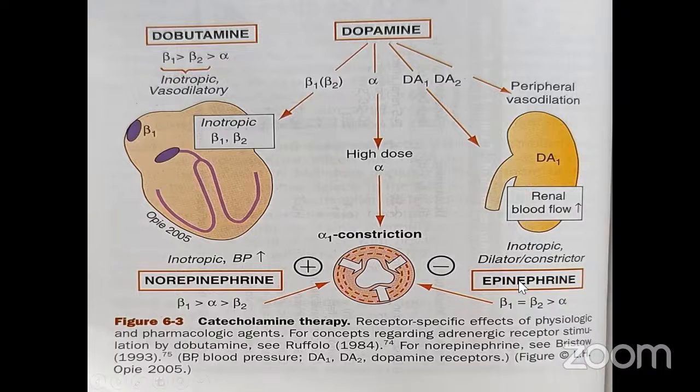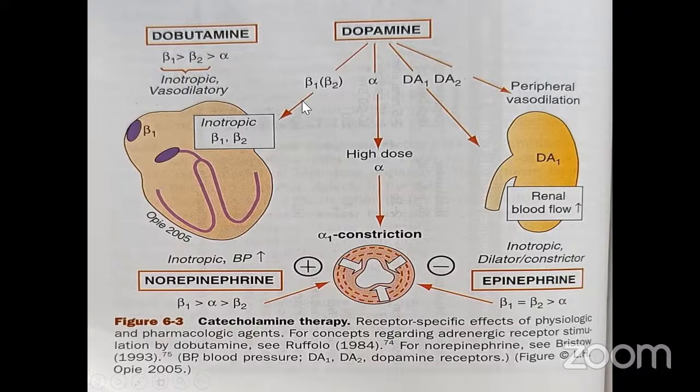Beta 1 effects on the heart are horrible. So you have to look upon these, and alpha vasoconstriction also is quite harmful. So now what are the effects? Because dobutamine acts only on beta 1, we want the inotropic vasodilatory effect. So we use it mainly in cardiogenic shock only.